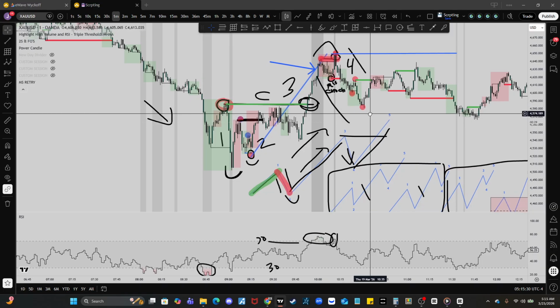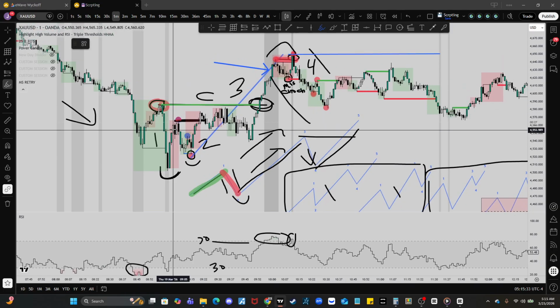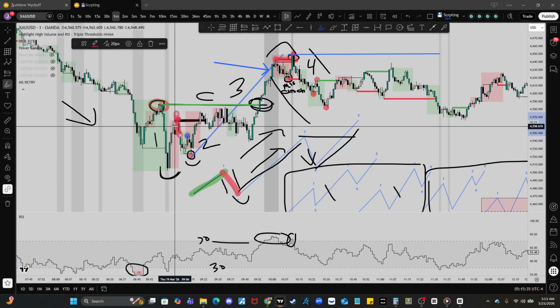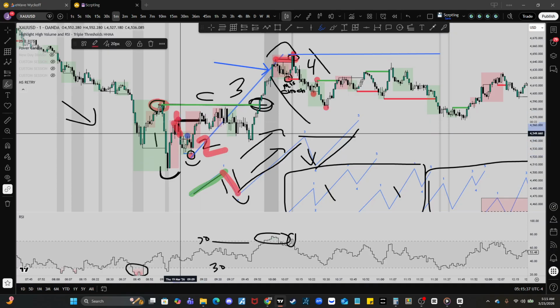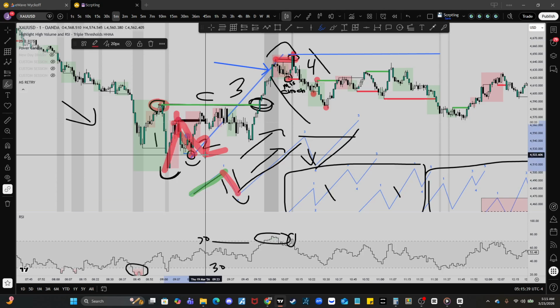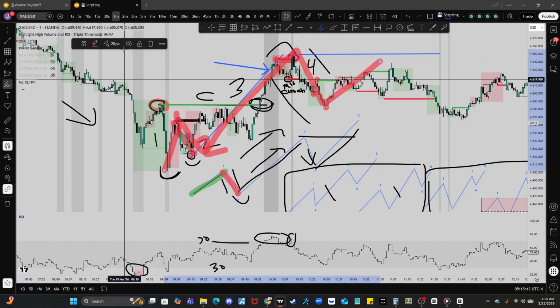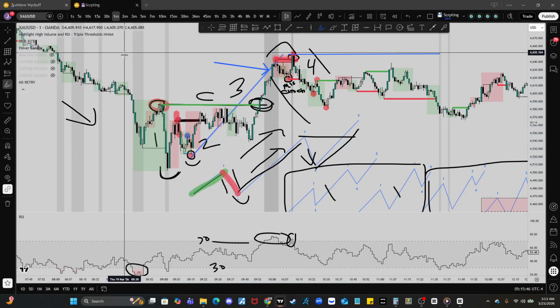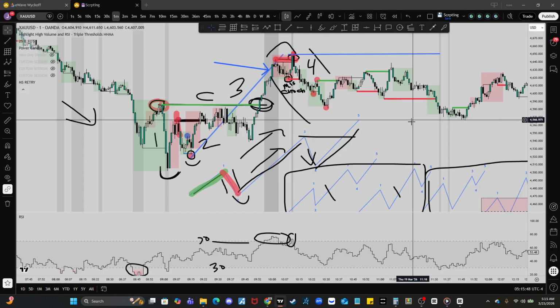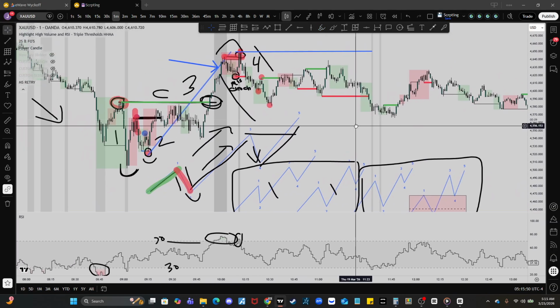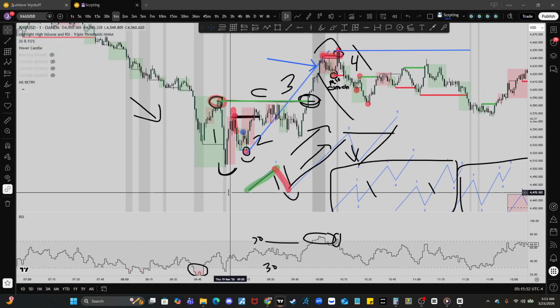But just to make it clear, I have my wave 1 here. This is my wave 2 that came down. So wave 1, wave 2, wave 3, wave 4. To me, this is probably wave 5 here. Let's clean this up a little bit.